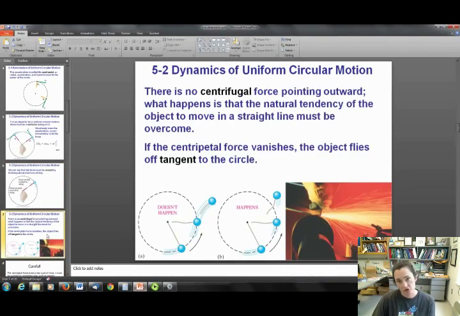You might have heard of centrifugal force. This is a fictitious force, a false force. There's no force that points outward. What you're feeling when you go around a curve in your car and you feel kind of slung towards the outside of the curve is your tendency to continue going in a straight line. Then it's the friction between you and the car seat, or the force of the seat belt on you, that keeps you in your seat. If those forces were to vanish, then the object that was moving in the circle would fly off tangent to the circle.